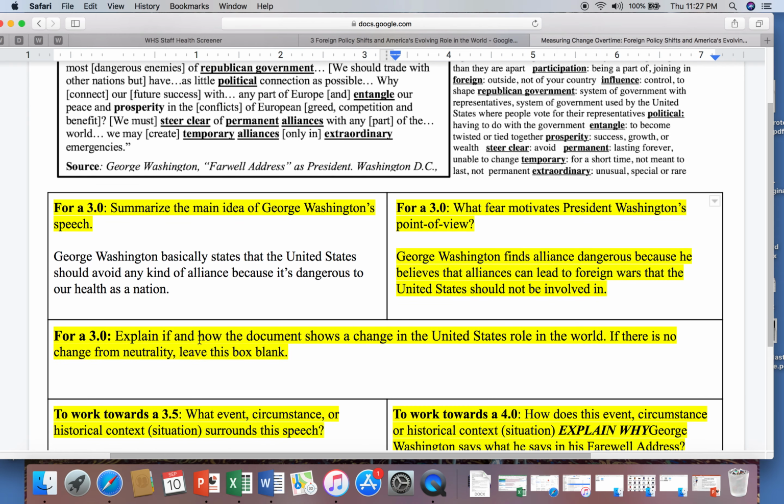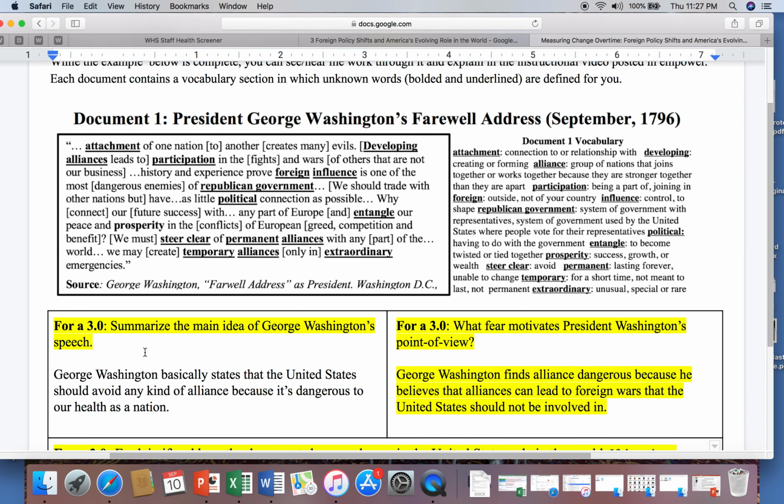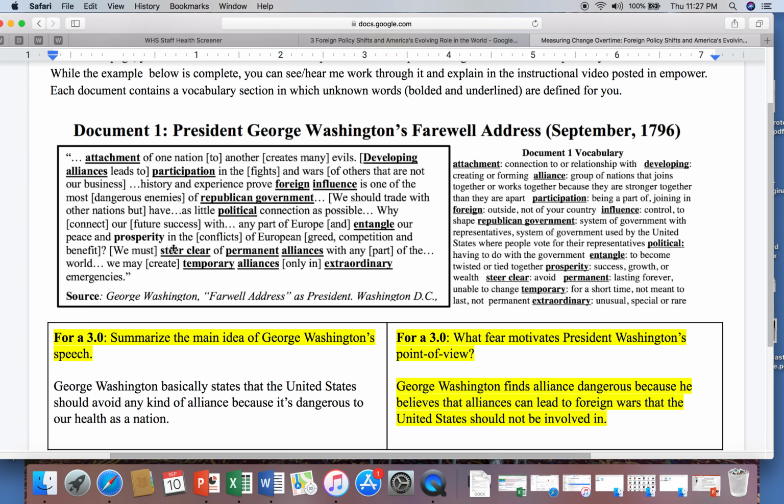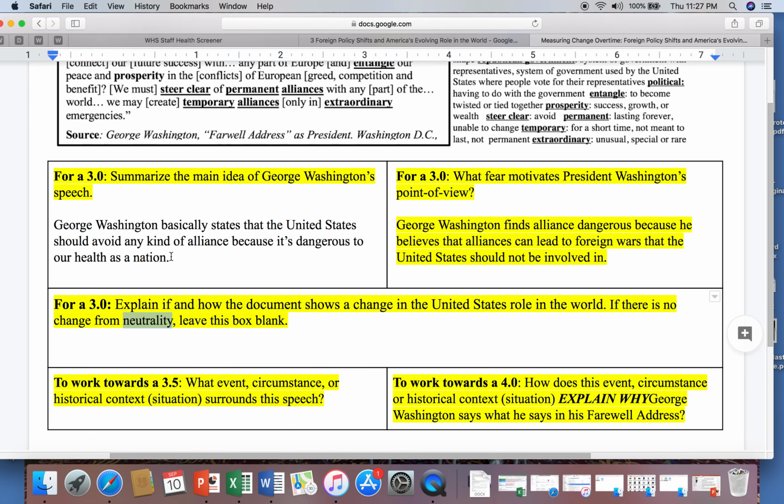So explain if and how the document shows change in the United States' role in the world. If there is no change from neutrality, leave this box blank. So there's a key part of this where it says if there's a change from neutrality. In this case, George Washington is advocating neutrality, and this is document 1. We're not going to be able to see any change here, but you're definitely going to see some change in some of the future documents. So since he's basically talking about neutrality, it says to leave this box blank.